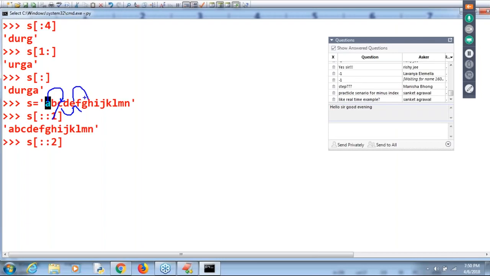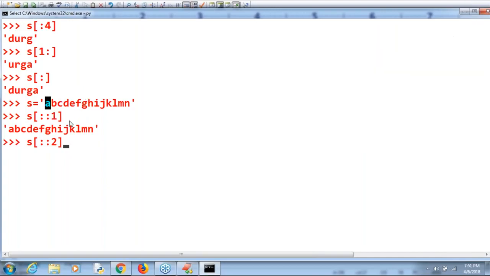Jump step 2 means G. Can you please tell what answer you are going to get by default now? Every time it increments by 2: A, C, E, G, I, something like that. Can you please observe? Is it the same thing or not?